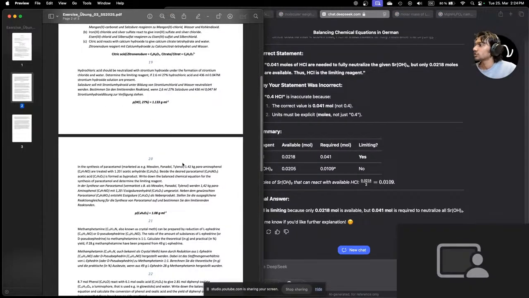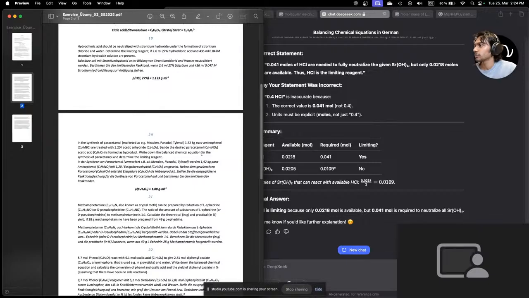In the synthesis of paracetamol, 1.42 kilograms of aminophenol are treated with 1.20 liters of acetic anhydride to give paracetamol. Acetic acid is formed as a byproduct. Write down the balanced equation for the synthesis of paracetamol and determine the limiting reagent. Okay. So C6H7NO plus C4H6O3 gives, okay.